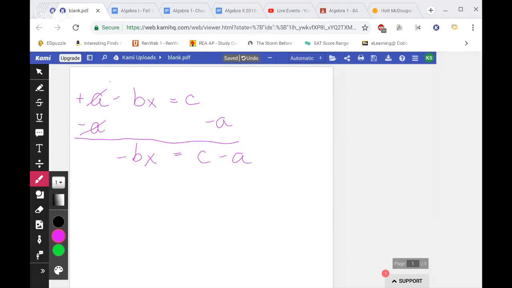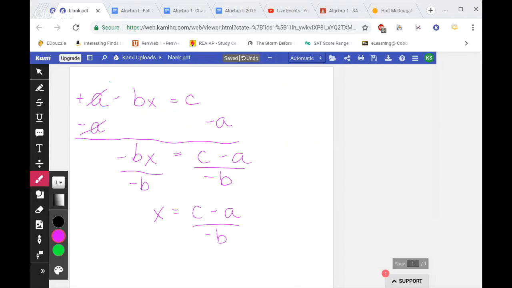Yep. And now negative b is being multiplied to x. So how do you undo multiplication? You divide. So I'm going to divide both sides by the opposite of b. Okay. And so that's going to leave me this.